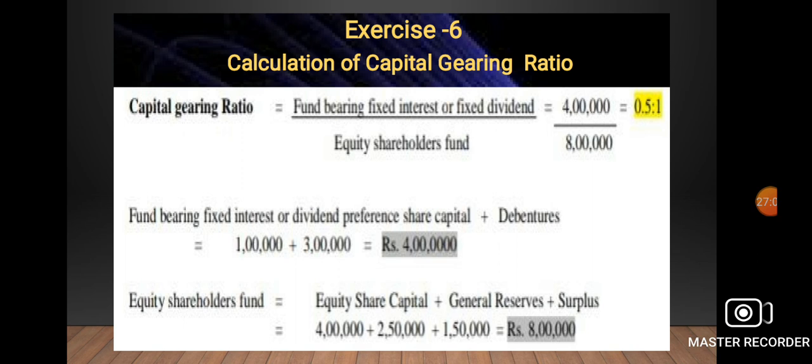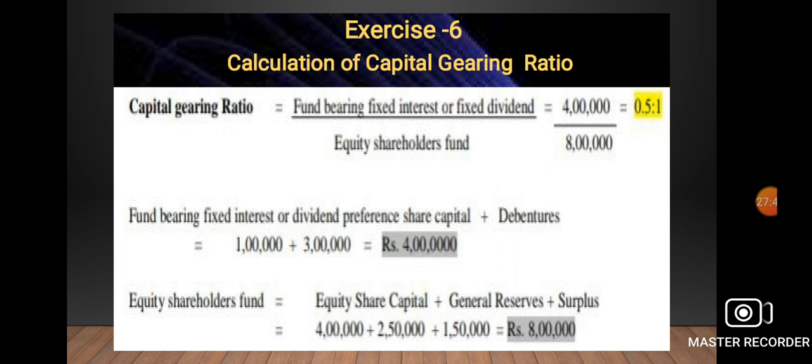The formula: funds bearing fixed interest or fixed dividend. How much do we have? The value of funds bearing fixed interest or fixed dividend is 4 lakhs. Actually, the dividend preference share capital is 1 lakh and the value of debentures is 3 lakh. So in total, fixed interest or fixed dividend funds are at a value of rupees 4 lakh.